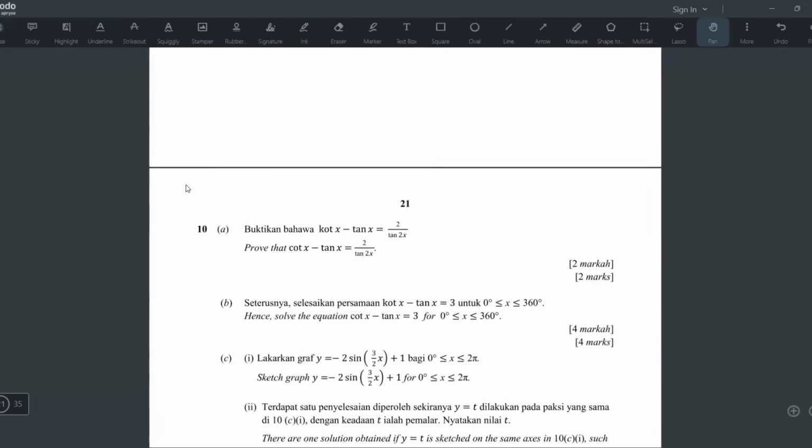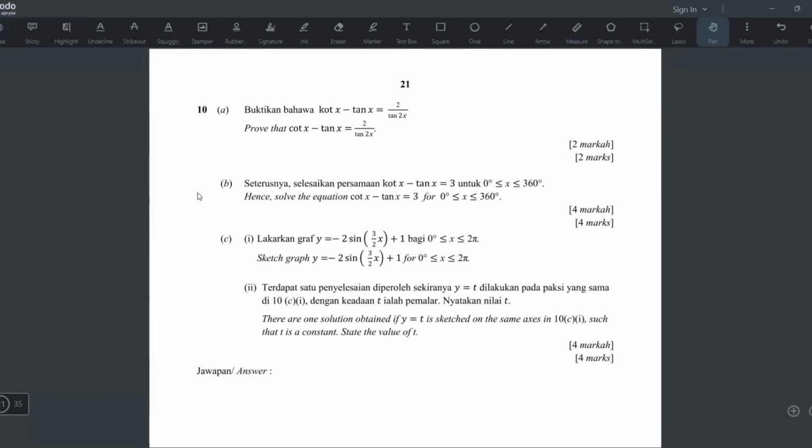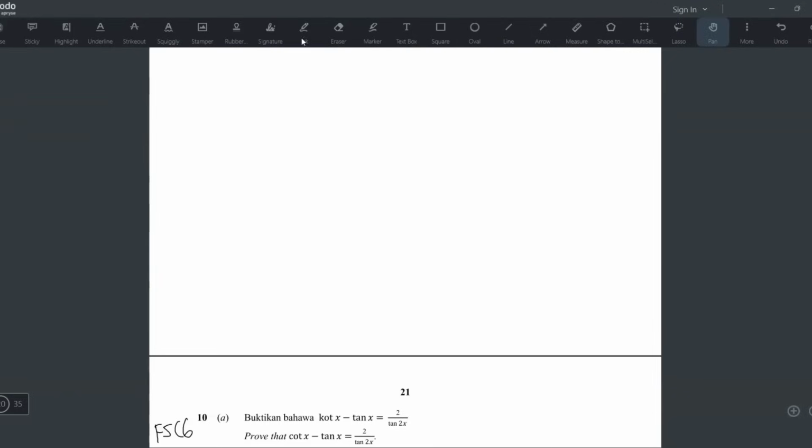Okay, number 10A. What chapter is this? Trigonometry, Form 5, Chapter 6. The Trigo chapter. Okay, for the A, I will do it up here. So it's a proving question. Okay, in this chapter, there's 4 types of question that you need to know how to do lah. So ada 4 jenis soalan yang boleh keluar dalam exam untuk chapter ni.